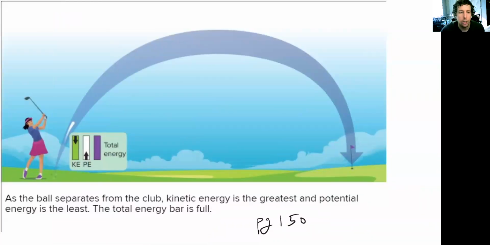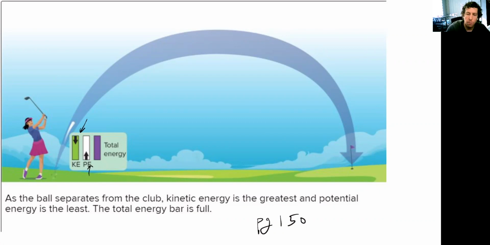So let's look at this image here to kind of see that. Right here, this is a golfer and he's hitting a ball. The moment he strikes the ball, as the ball separates from the club, kinetic energy is greatest. It's at its maximum point, and the potential energy is the lowest. Our total energy is this full bar right here. Notice it's completely filled.